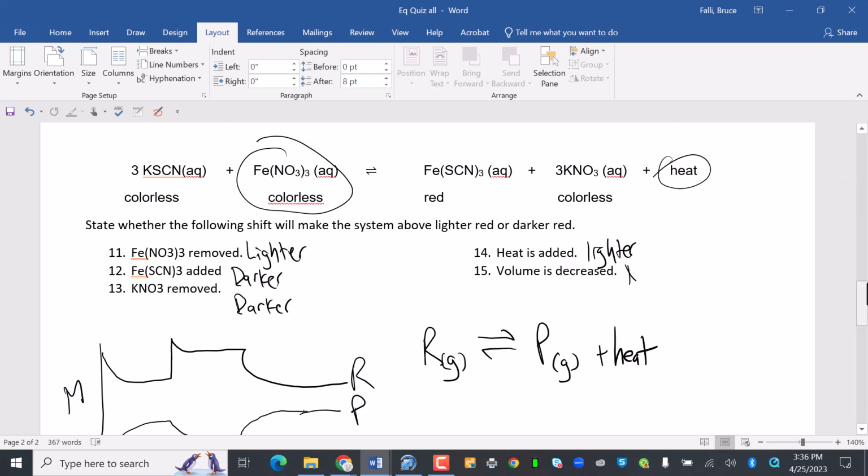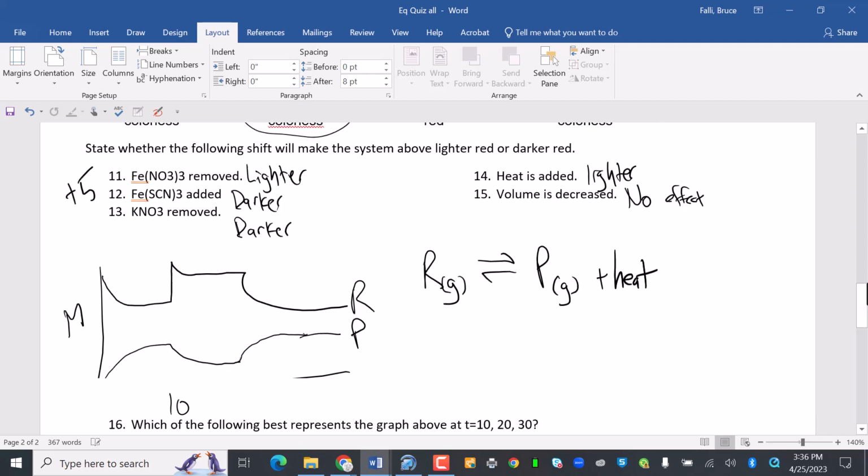Volume is decreased. That only affects gases. No effect. And each one of those is worth a punto. So we're looking at +5 overall.